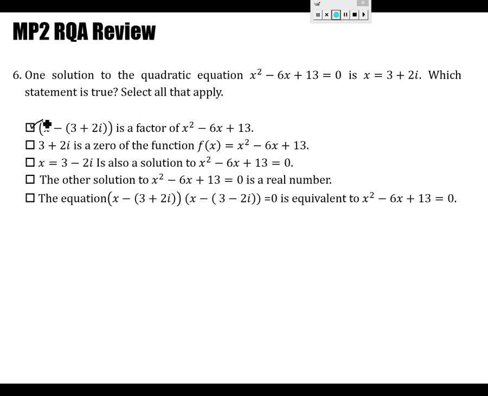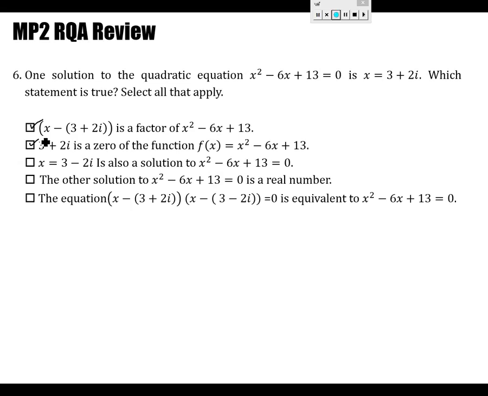Remember that it doesn't have to be something exotic like this. If someone tells you, hey, I've got this thing, it's a solution to this polynomial, that is, it's a zero of the polynomial, well then, after our discussion recently, you know that x minus that thing is a factor, isn't it? So that's all that's saying there. For 3 plus 2i is a zero of the function, that's exactly what we mean by this, right? So that's certainly the case.